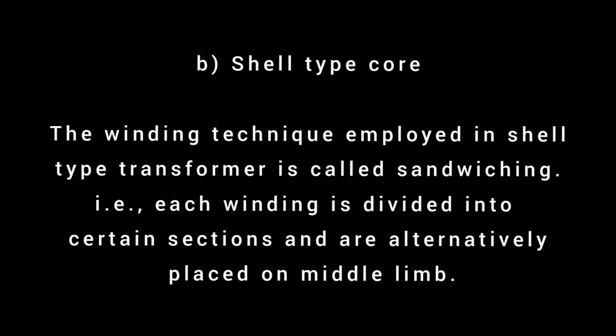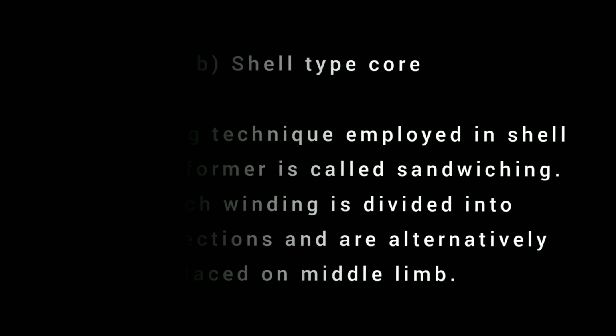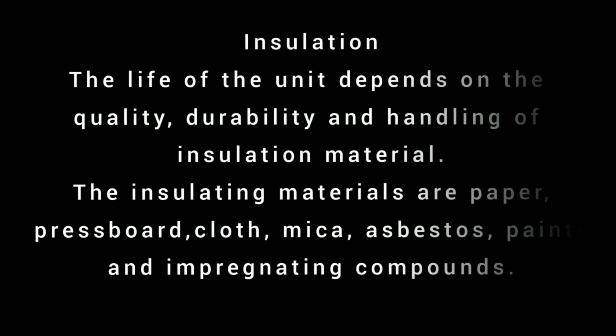As compared to the core type transformer, in shell type transformer, the leakage flux is less because the height of the window is more as compared to its width. That is, it can be defined as a window factor. It is equal to height of window divided by width of window, and it always needs to be greater than 1. The next topic is insulation. The life of the unit depends on the quality, durability, and handling of insulation material.